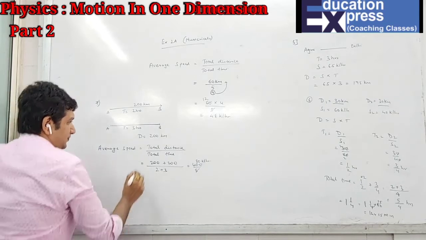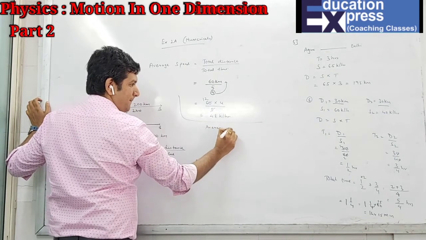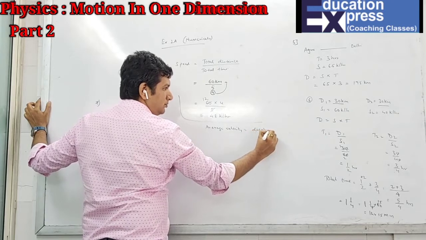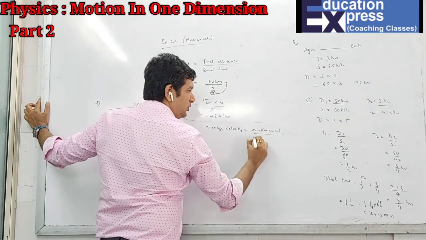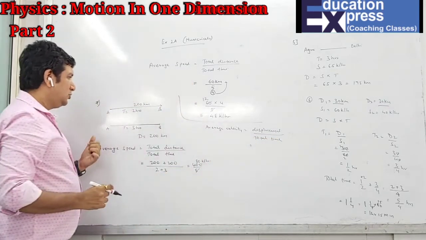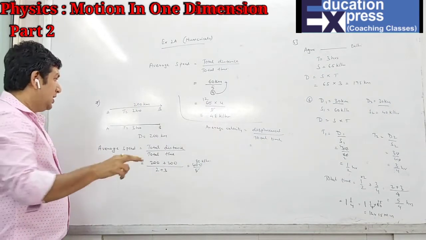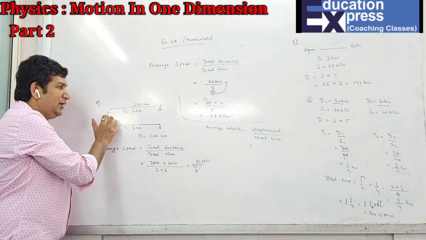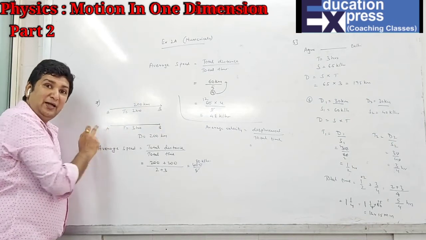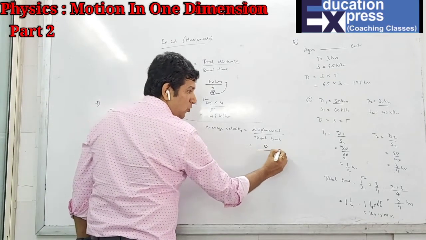What about the average velocity? It is displacement upon total time. What is displacement? So coming back to this point, what is displacement? The displacement means the distance between the initial and the final position. Now here I started my journey from where? A to B, and again from B to A. That means my initial point, starting point was A, final point also was A. There was no displacement. If there is no displacement, my displacement will be 0.